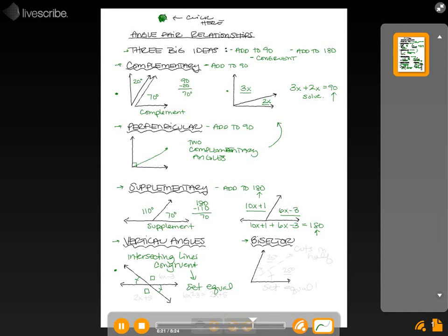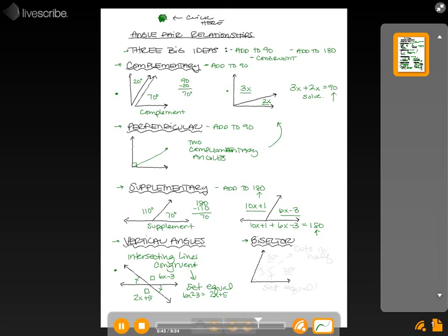So suppose this one here with the square is 6x minus 3, and this one is 2x plus 5. To set up our equation, we would say 6x minus 3 equals 2x plus 5. They have to be the same thing. They have to be congruent if they're vertical angles. So we set them equal.